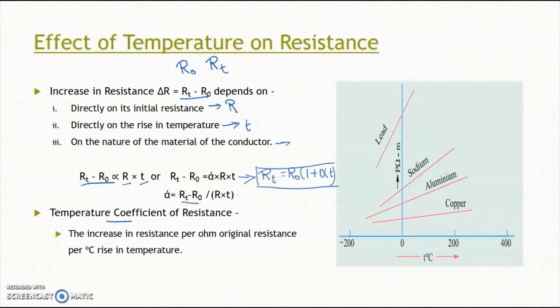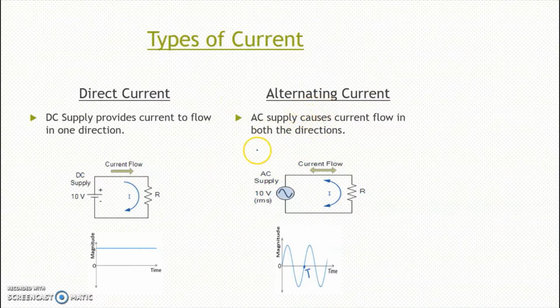So we conclude from the above that we have a positive temperature coefficient of resistance for conductors, and in the case of insulators we have a negative temperature coefficient of resistance. Let's move on to the next topic. The next topic is types of current.